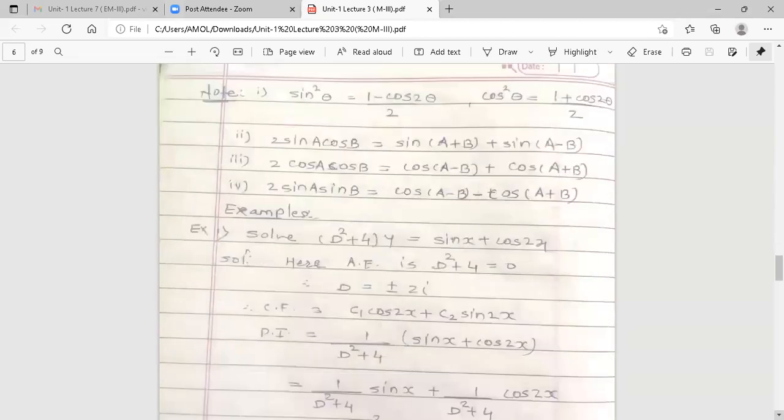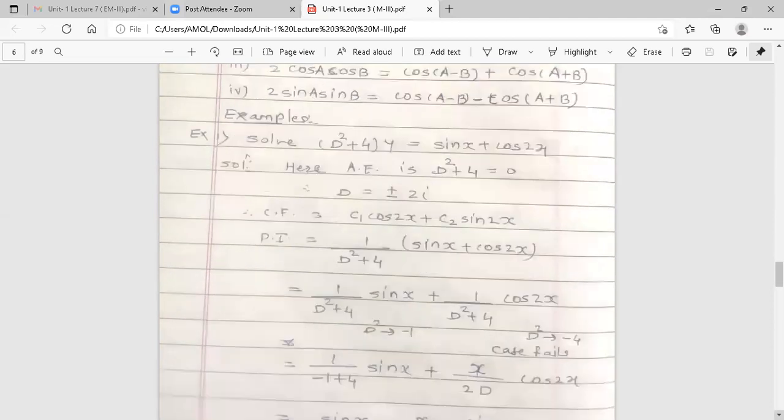Now here, you revise the formulae or trigonometric results. The first one is sine square theta is equal to (1 minus cos 2 theta) by 2. Cos square theta is equal to (1 plus cos 2 theta) by 2. Then product formulae: 2 sin a cos b is equal to sin of (a plus b) plus sin of (a minus b). 2 cos a cos b is cos of (a minus b) plus cos of (a plus b). 2 sin a sin b is equal to cos of (a minus b) minus cos of (a plus b).